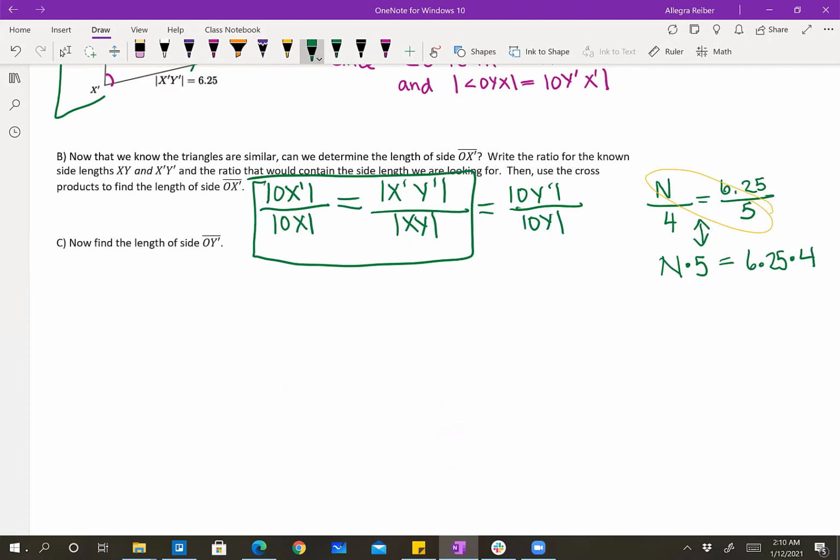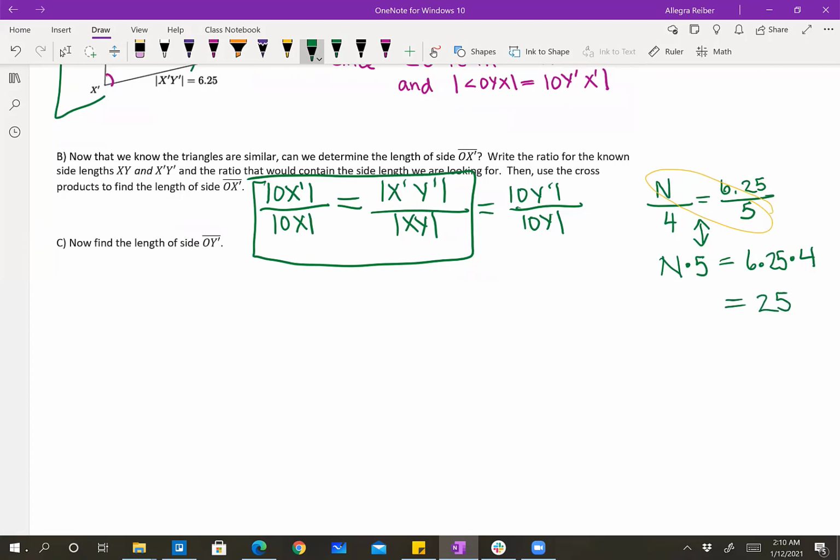I'm going to do the math for that right-hand side out loud. 6.25 times 4. So I'm going to take 6 times 4, which would be 24. And I'm going to add to that 4 times 0.25. Well, I know 0.25, that's 1/4. 4 times 1/4 is 1. So I'm adding 24 and 1. And I get 25 on the right.